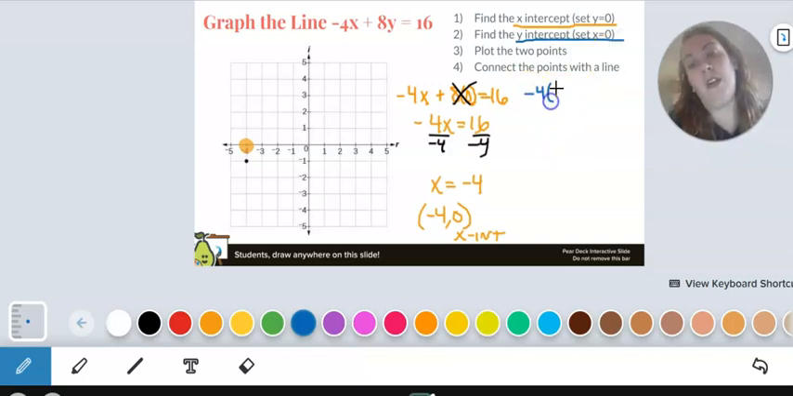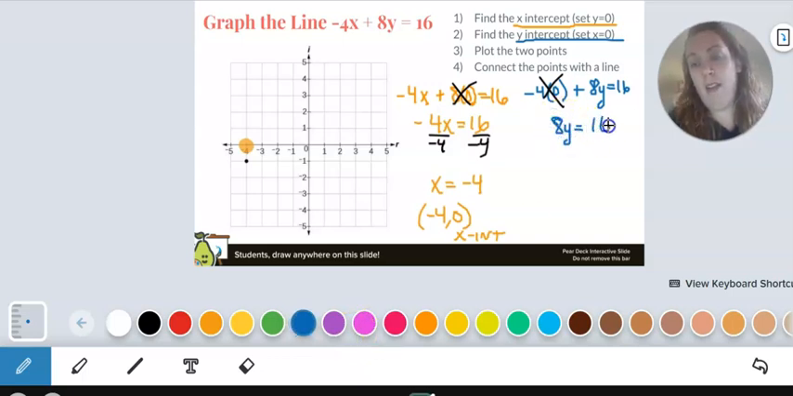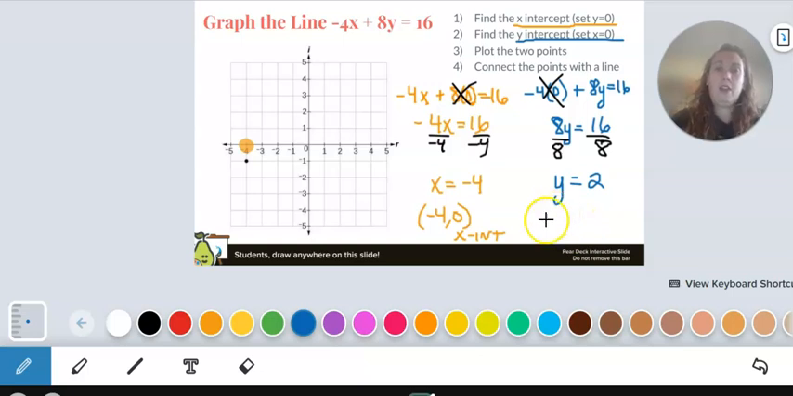So we have negative 4 times 0 plus 8y equals 16. So again, this first part where we plug in 0 is going to cancel out. That's always going to happen in standard form. So we can just go ahead and write 8y equals 16. Divide both sides by 8. And we get y equals 2. So here's our y-intercept at 0, comma 2.